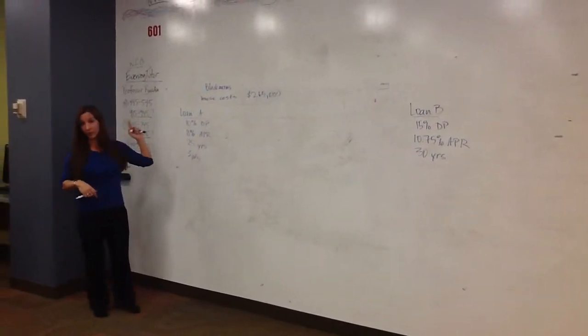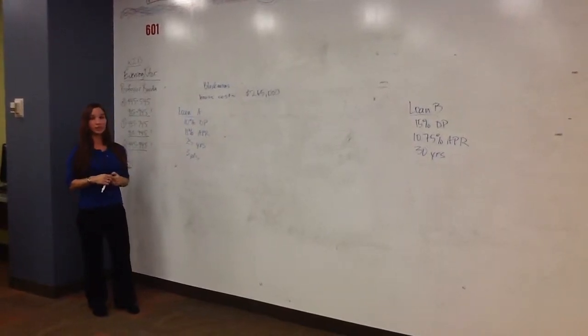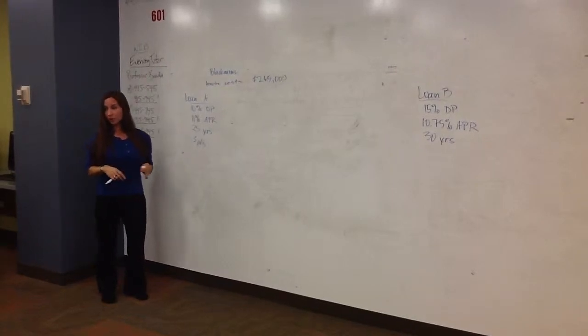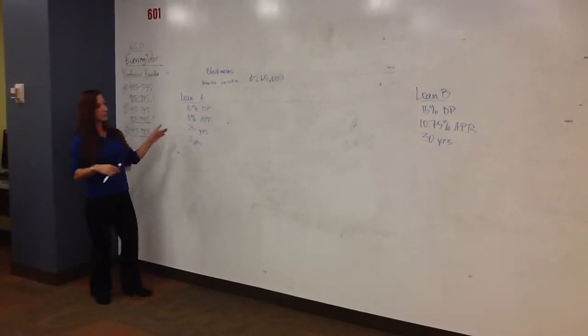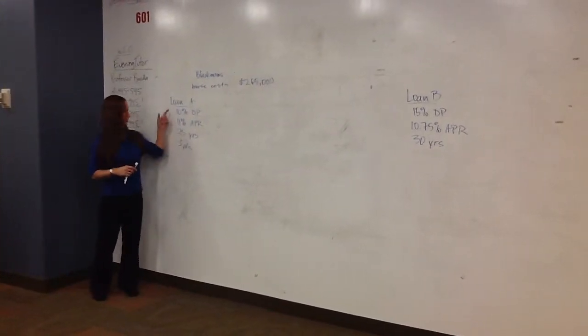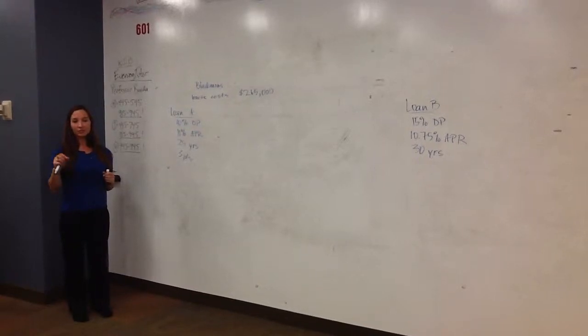It starts off talking about the Blackmans, and it provides information about them considering two different loan options for a $265,000 house. Those loan options are given in your problem, but they're summarized in a paragraph instead of brief little explanations like I've written here. Please have your calculators out.